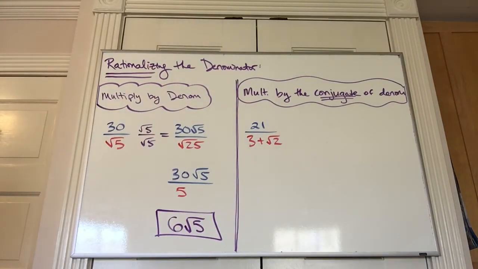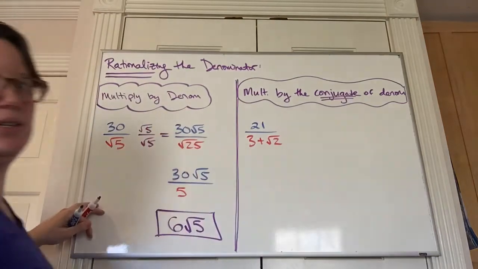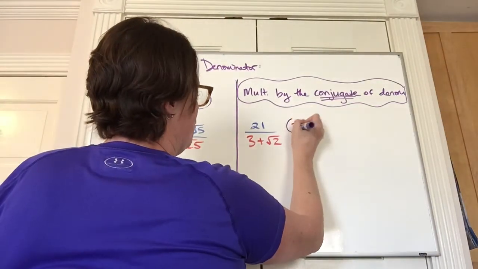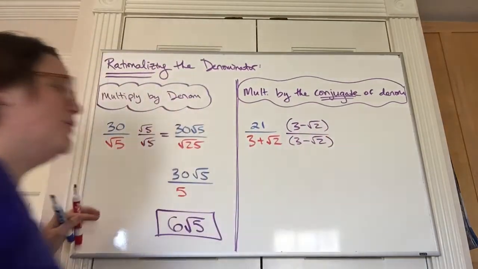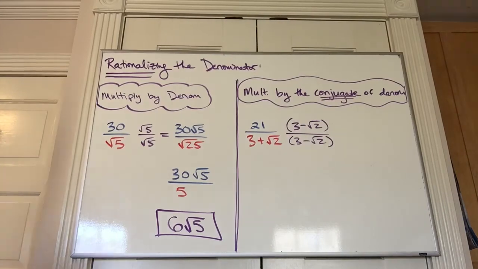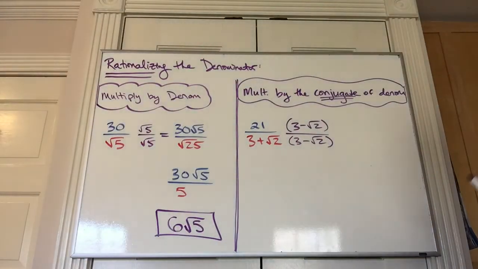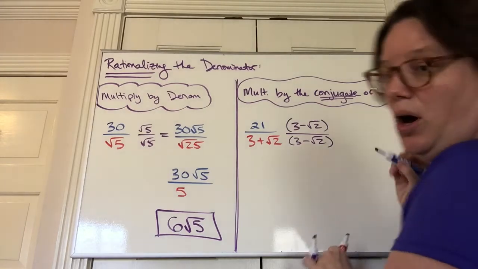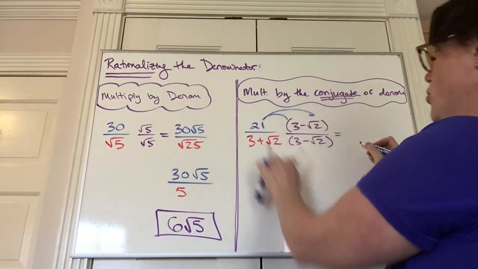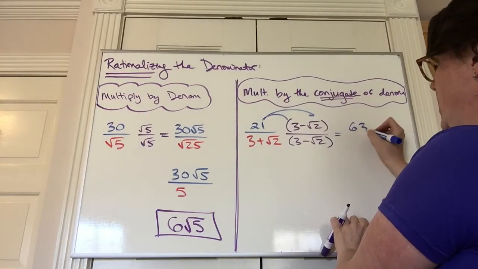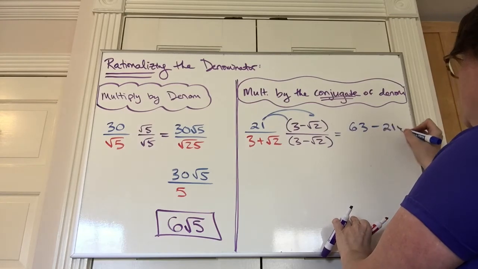All right, in my other problem, the root is not by itself. You are only allowed to multiply by the denominator if the root is all by itself. If the root is not by itself, you multiply by the conjugate of the denominator. So I'm going to multiply by 3 minus root 2 over 3 minus root 2. I'm really just multiplying by 1, so it's totally allowed. Okay, so what is happening here? On the top, I've got to do distributive property. Okay, so 21 times 3 is 63, and then I'm going to have minus 21 times the square root of 2.